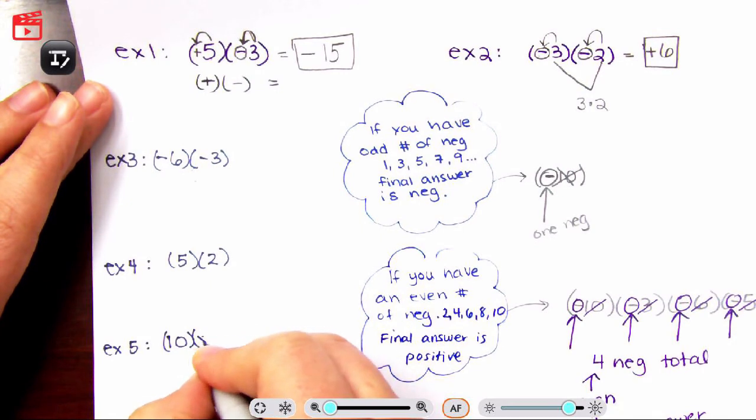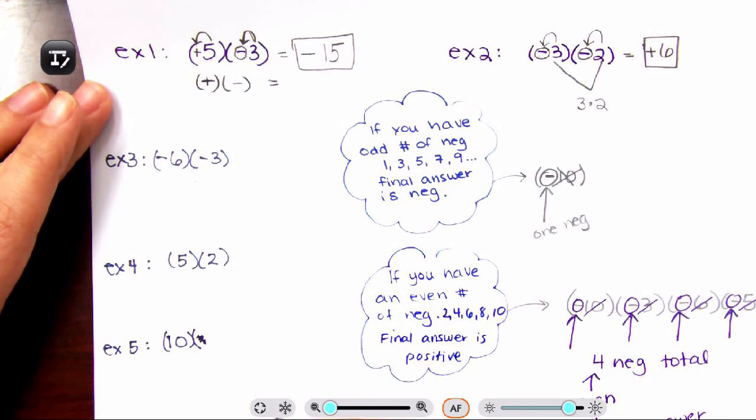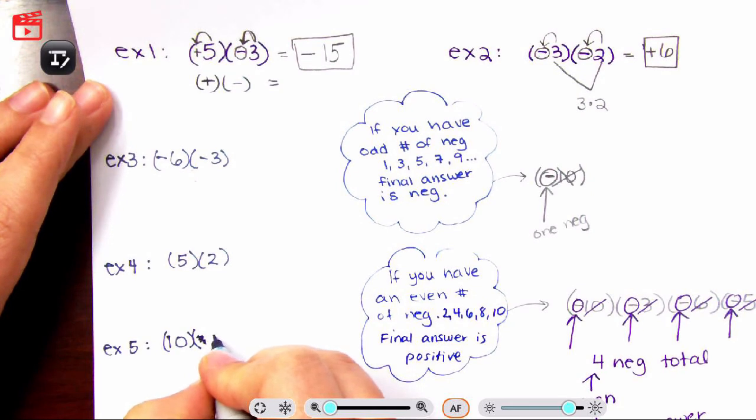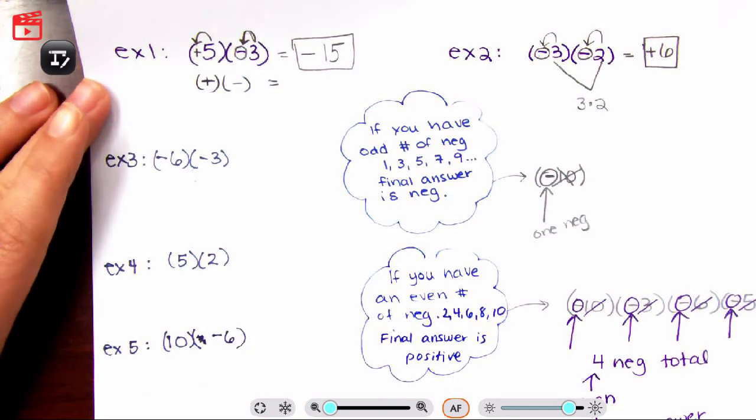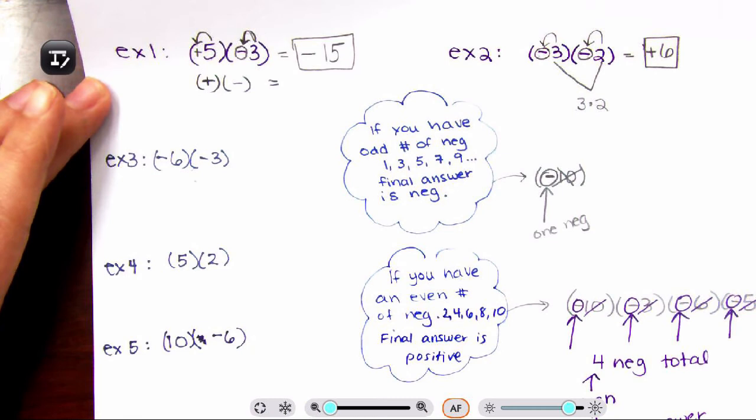I don't know how I can say that. I'm just going to scribble it out. Sorry, guys. 10 times -6. And then example, I said 3 more examples. Let's do 4 more examples.